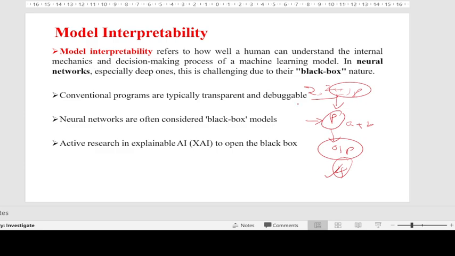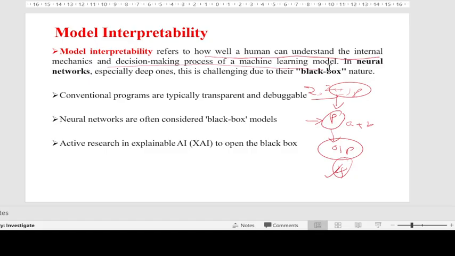Model interpretability refers to how well humans can understand the internal mechanism and decision making process of an ML model. That means how the model is predicting, how the model is working. That is called interpretability.